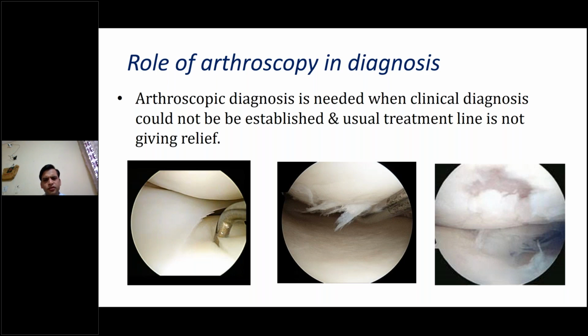Arthroscopy is needed only when the clinical diagnosis is in doubt and the usual line of treatment is not giving any relief. Arthroscopic diagnosis is usually not done alone, only when it is combined with treatment. For example, this knee has a normal meniscus with a normal femoral condyle and normal tibial condyle, and the visible cartilage is normal. In this case, there are fibrillations in the cartilage on the femoral side, and there is definite loss of cartilage on the femoral side and also on the tibial side, and the meniscus is also not normal.